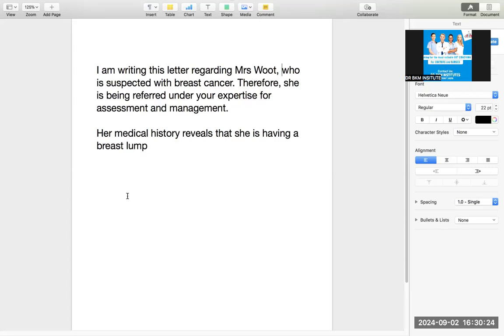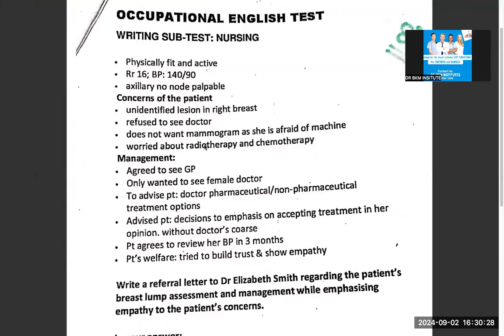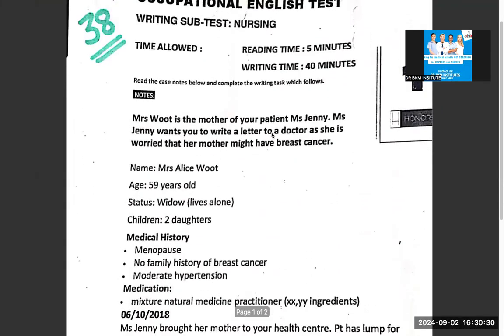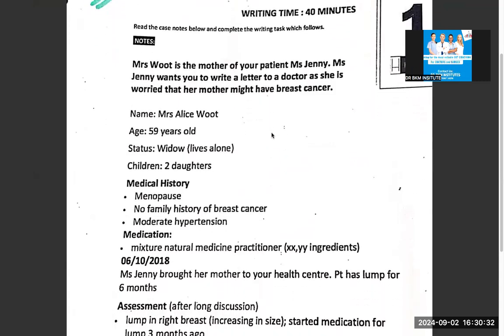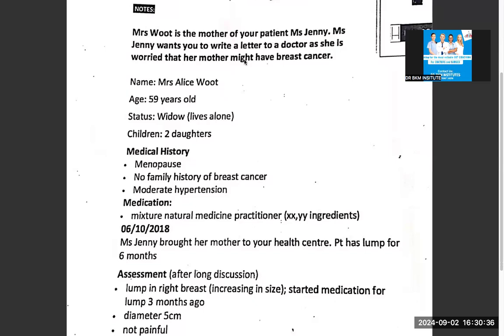Then I wanted to teach you that if I tell you the complete story of this letter, she is having a lump. Actually Mrs. Wood is the mother of Miss Jenny. Jenny wants you to write a letter to the doctor. So her daughter wants that, nurse, please write a letter for me, as my mother might have breast cancer. So that is the possibility. That is why I said as per her daughter.